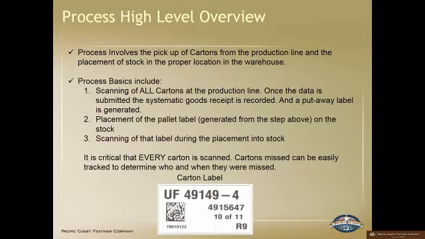Okay. So, real quick, the process is really simple. It starts with us picking up cartons off the production line and ends obviously with the proper storage in the warehouse. It's a very important process, although it's easy, because the accuracy of our inventory is strictly reliant on us doing this for each and every carton. So the process involves picking up the cartons from the production line and the placement of the stock in the proper location in the warehouse. Plain and simple. The process has two main steps.